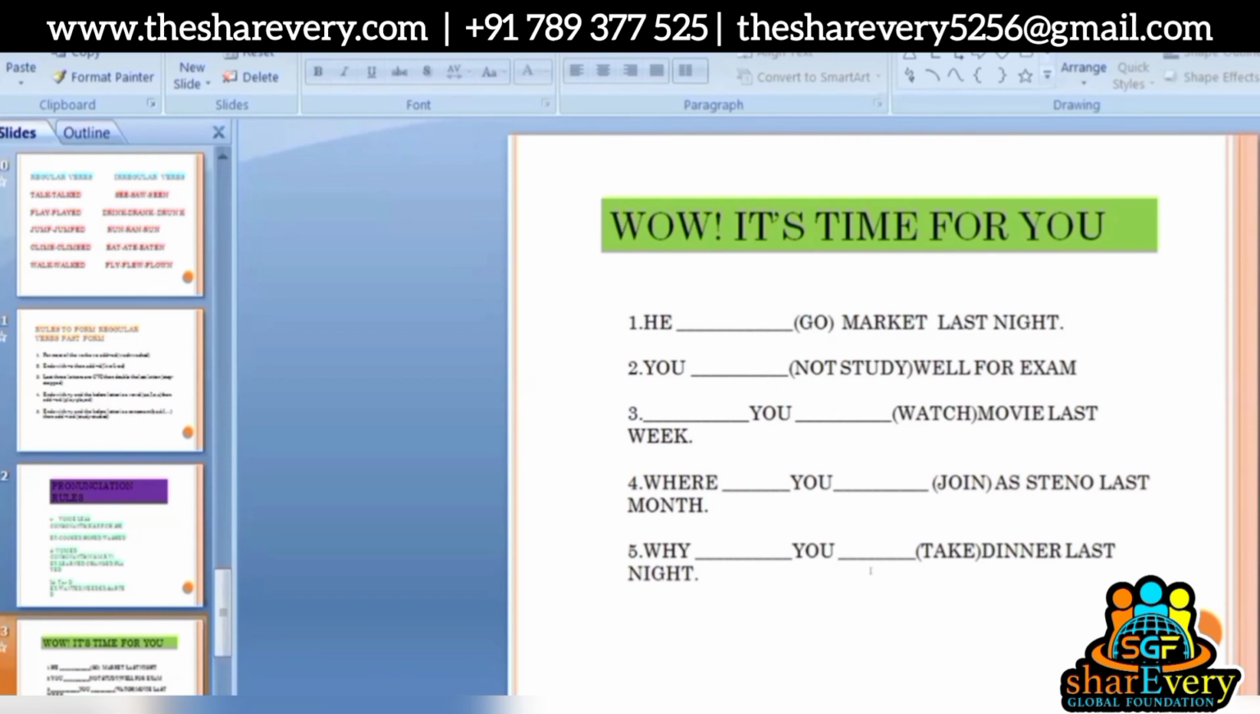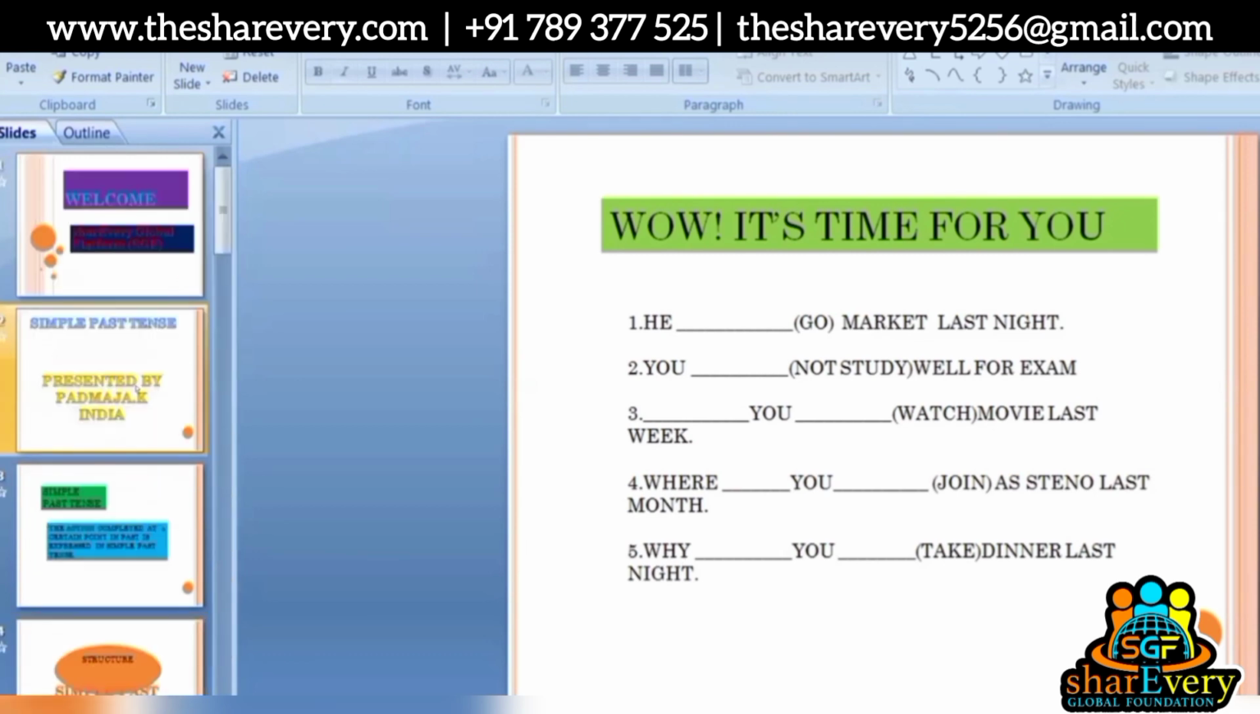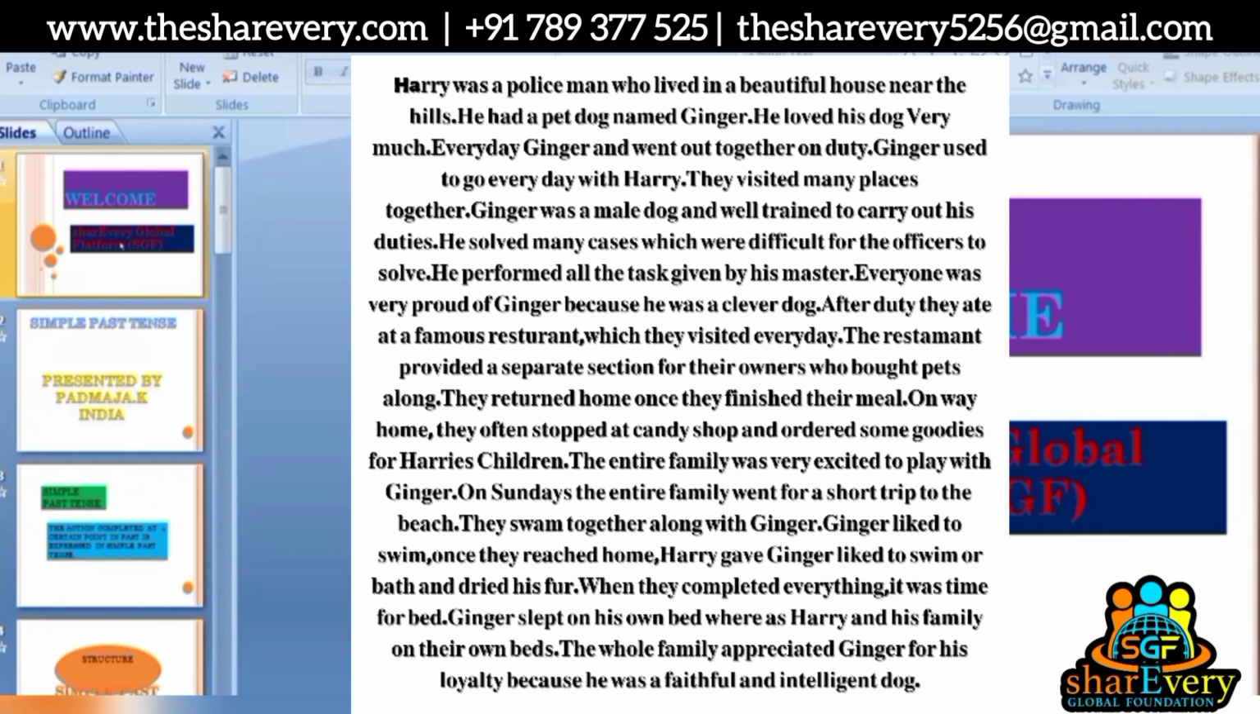Once again, for checking the listening skill in simple past tense, I am going to read you the story again, and you identify the simple past tense forms. Harry was a policeman who lived in a beautiful house near the hills. He had a pet dog named Ginger. He loved his dog very much. Every day, Ginger and he went out together on duty. Ginger used to go everywhere with Harry. They visited many places together.